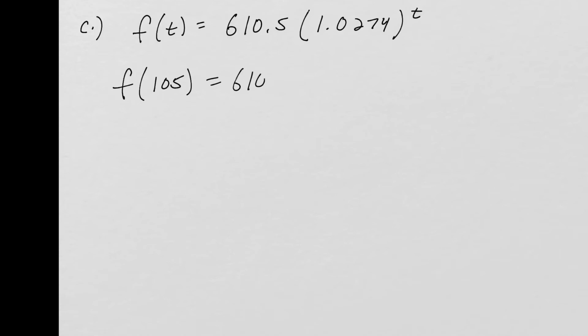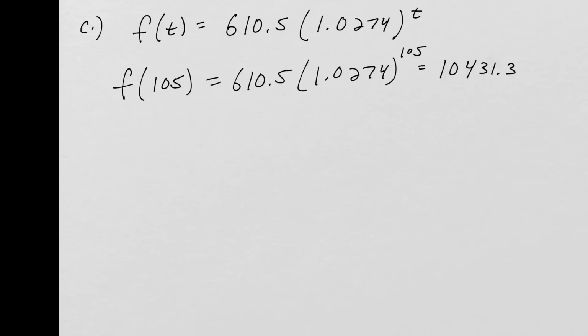So this would be 610.5 times 1.0274 to the 105. And if you work that out, you're going to get around 10,431.3. Again, you could round. I'm putting a decimal in there, even though I know you can't have 0.3 of a bacteria. But these are just estimates right now.